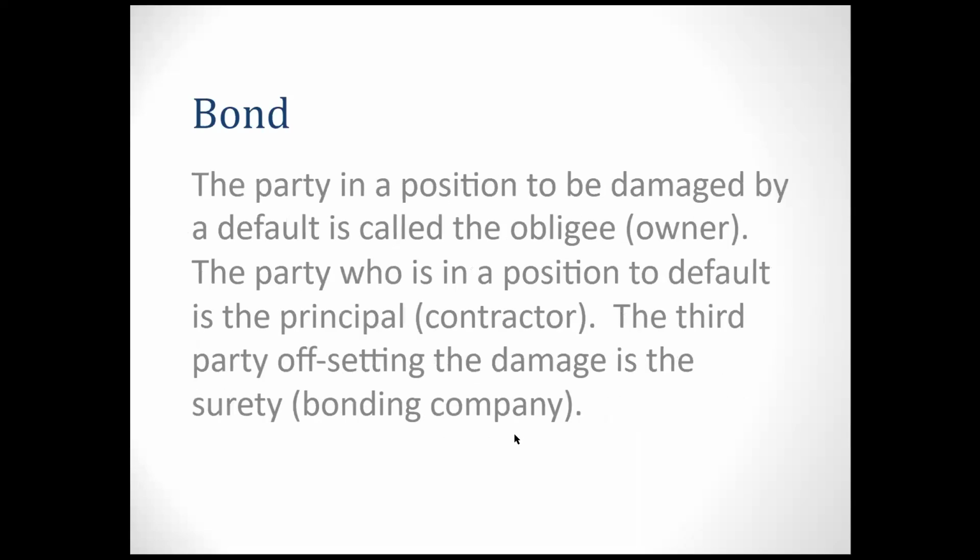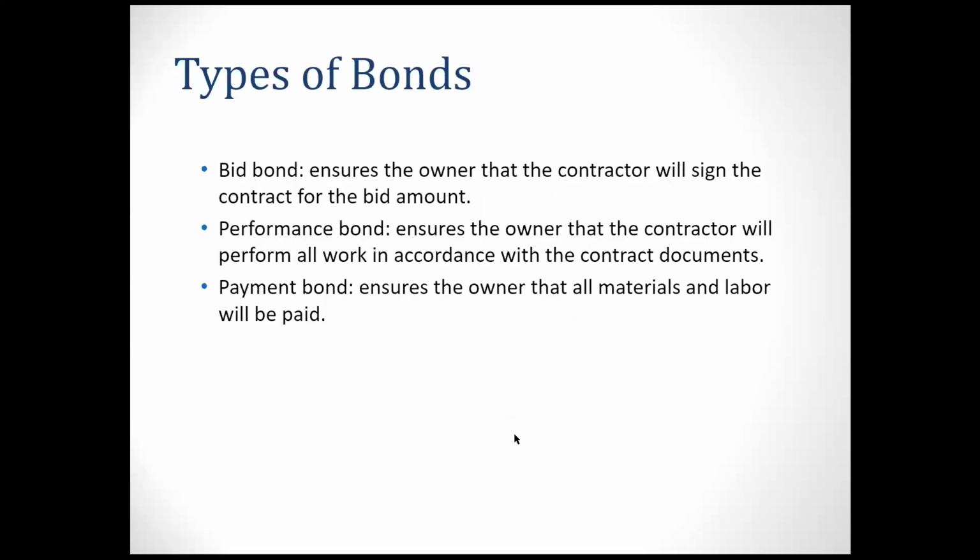So the party in a position to be damaged by a default is called the obligee. The owner is the obligee, right? And the party who is in a position to default is the principal. The contractor is the principal. The third party offsetting the damage is the surety, right? The bonding company. You should understand the bond is different from insurance because this is a three-party thing.